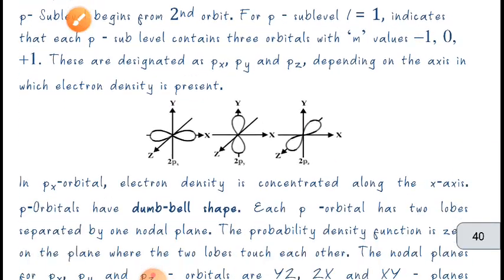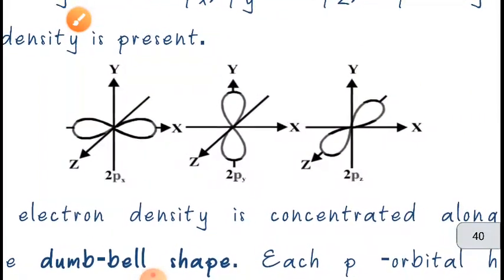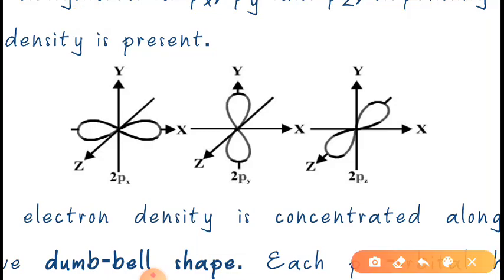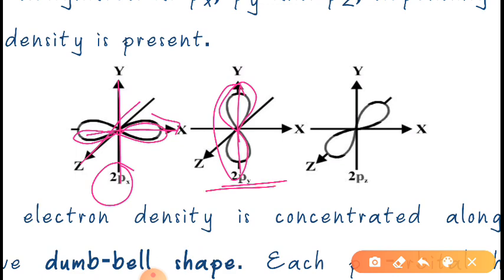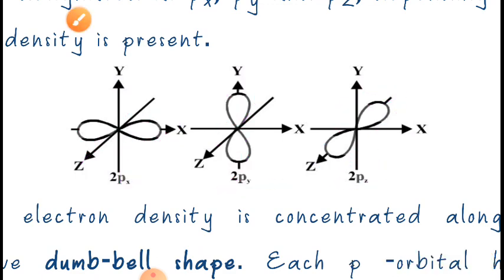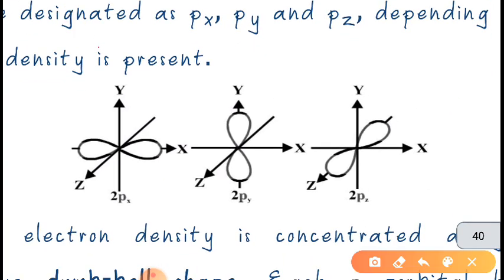When we talk about the shape, its shape is like this. As you can see, this one is along the x-axis, and when it is along the x-axis, it is px. When it is along the y-axis, it will be py. When it is along the z-axis, it is pz. As you can see here, you can draw it easily, like this, like this.